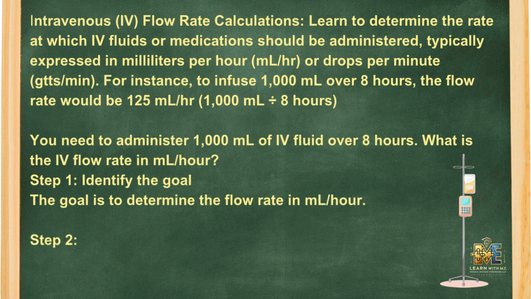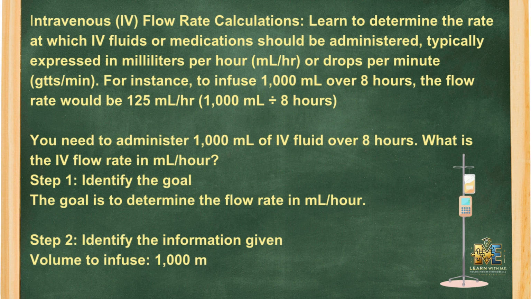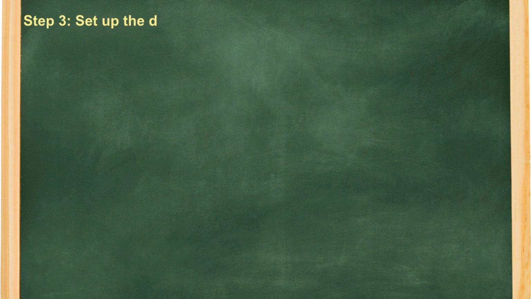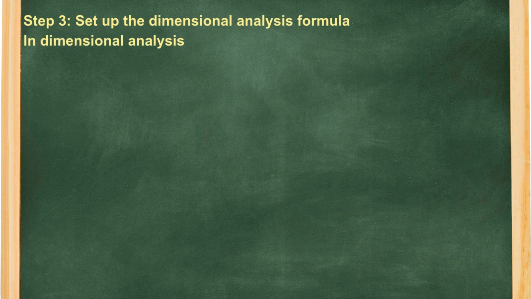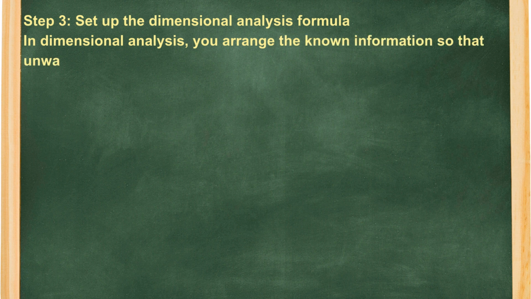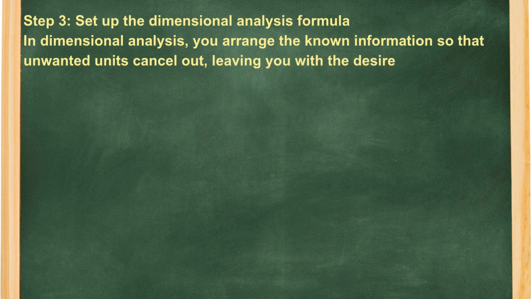Step 2, identify the information given. We know the volume to infuse is 1,000 milliliters and the time for infusion is 8 hours. Step 3, set up the dimensional analysis formula. This is where we arrange the given information to cancel out unwanted units, leaving us with the desired unit, which is ml per hour. Start by placing the volume to infuse, 1,000 milliliters, over the time for infusion, which is 8 hours. So the formula looks like this: 1,000 milliliters divided by 8 hours.